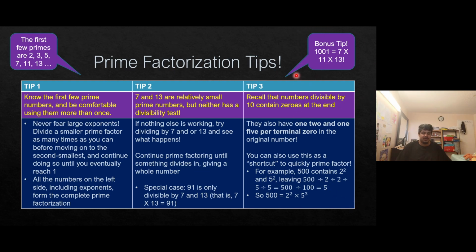A bonus tip, a common number that likes to come up a lot is 1001, which is 7 times 11 times 13, right? So just keep that in the back of your mind.